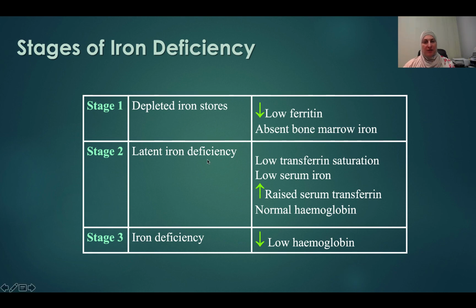The second stage, if the condition continues, is latent iron deficiency, which means that it's not just a low amount of ferritin, but also the serum transferrin is elevated, which means there is empty transferrin. It's like empty taxis holding or transferring the ferritin from one place into another. These transferrin are empty. They do not hold the ferritin.